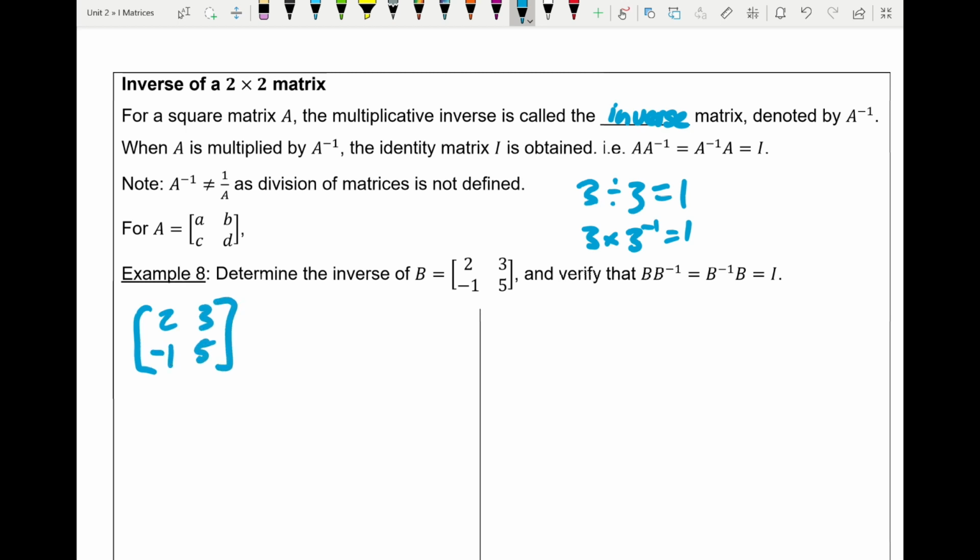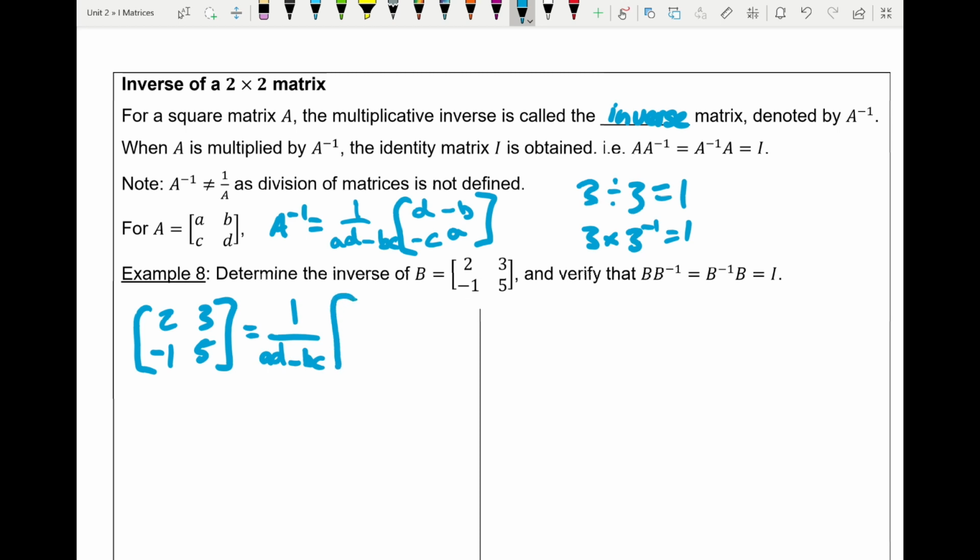But before I get too ahead of myself, I should give you the formula for finding it. So for A equal to [a b; c d], we get A inverse is just 1 over the determinant, and then we swap the main diagonal, so it becomes D, A, and we change the sign of our other diagonal. So D, negative B, negative C, A. So in our case here, we first need to find the determinant. So the determinant of our matrix is 1 over AD take BC. So we're trying to find the inverse of this. Let's just write out our formula.